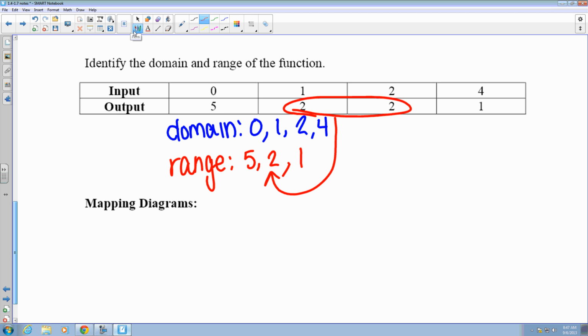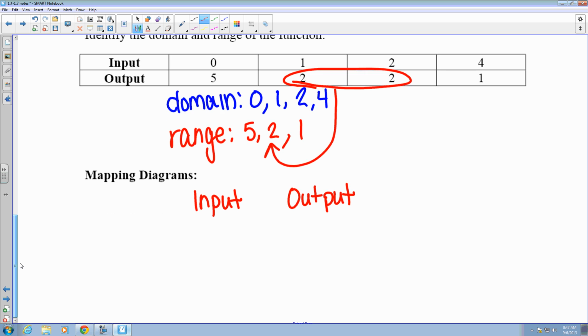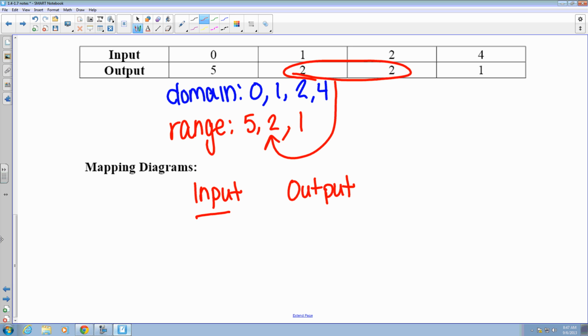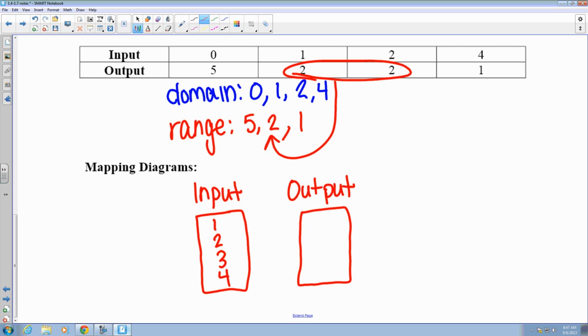Okay, so what is a mapping diagram? It's a function that's not written in a table as we've been seeing it so far. I'm going to have the input and output still, except this time it's going to be in a little box. And it's going to tell you which number goes to where. So let's say our inputs are 1, 2, 3, and 4, and our outputs are 0, 1, and 2.